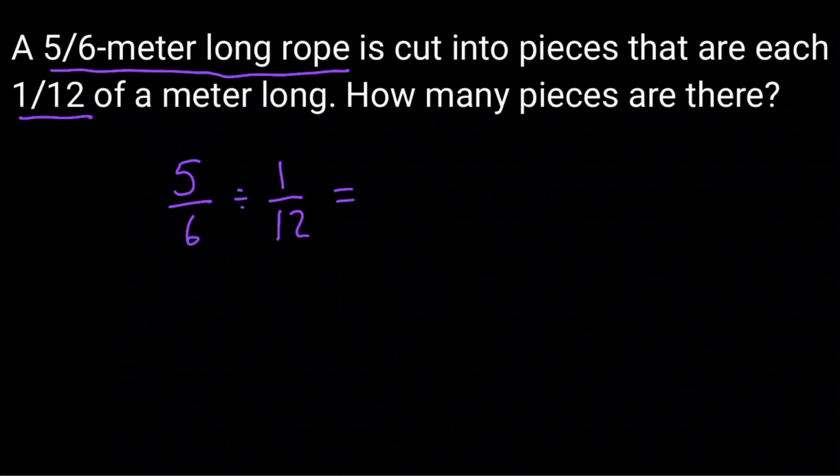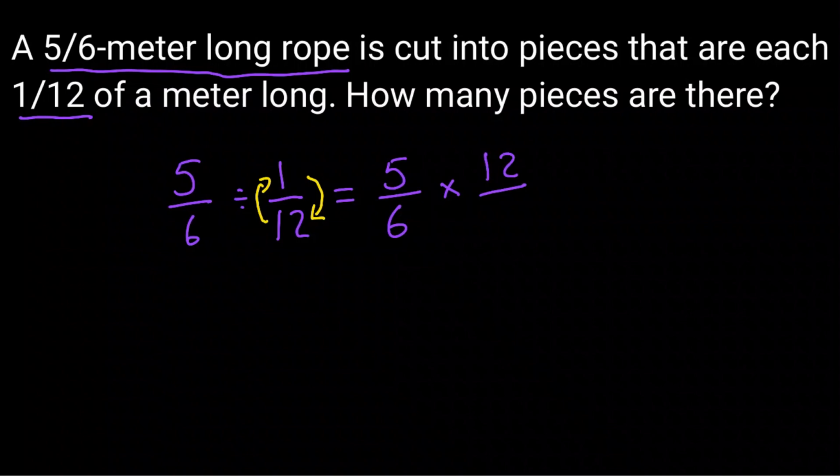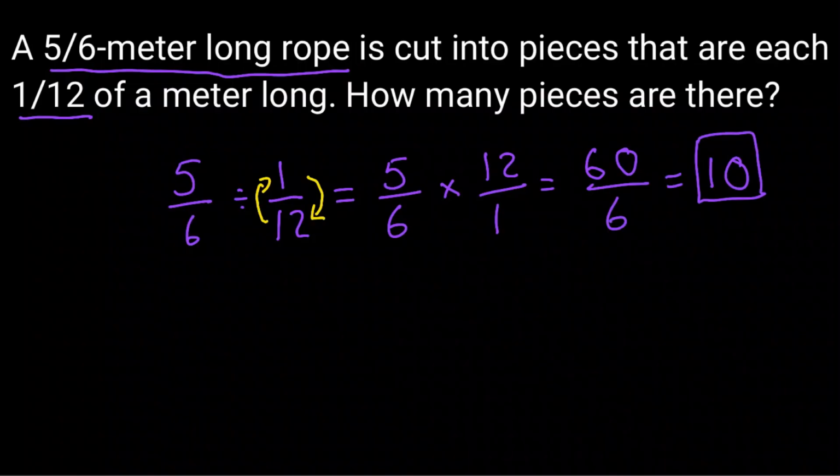We can simply multiply 5 over 6 by the reciprocal of 1 over 12. The reciprocal is just found by moving the 12 up and the 1 to the bottom, which gives us 12 over 1. And this is just 60 over 6. And that simplifies to just 10. So there are 10 pieces that are 1/12 of a meter long.